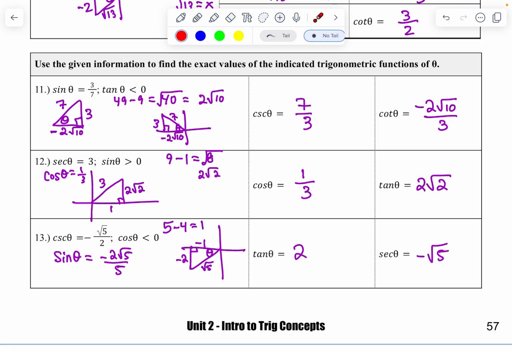Secant is the reciprocal of cosine. Cosine is adjacent over hypotenuse. So for reciprocal, I need hypotenuse over adjacent. So we get negative square root of 5. And that's how we can find the exact values for trig ratios using this idea of where we are on the Cartesian plane and whether it's positive or negative for each trig ratio.